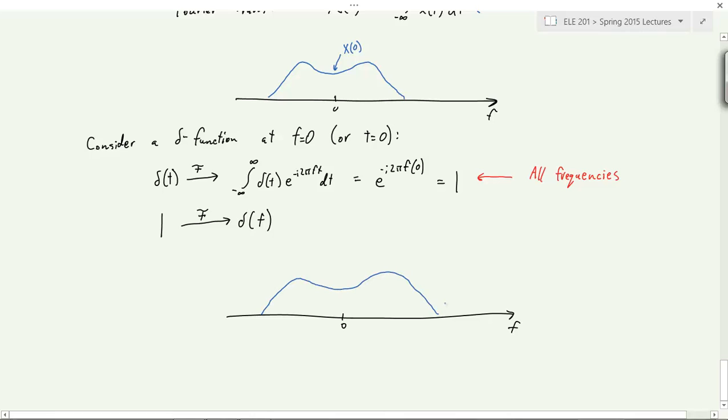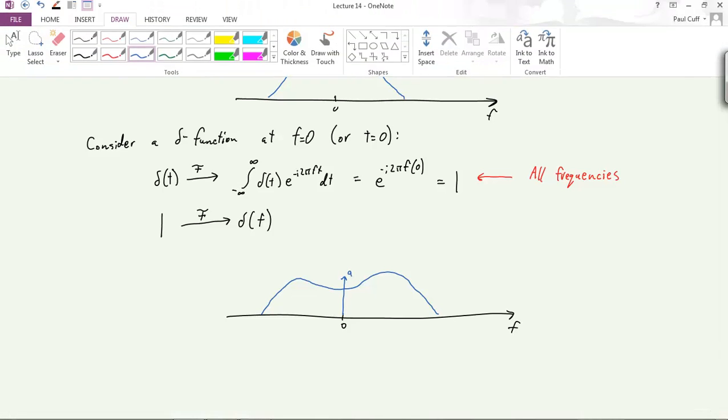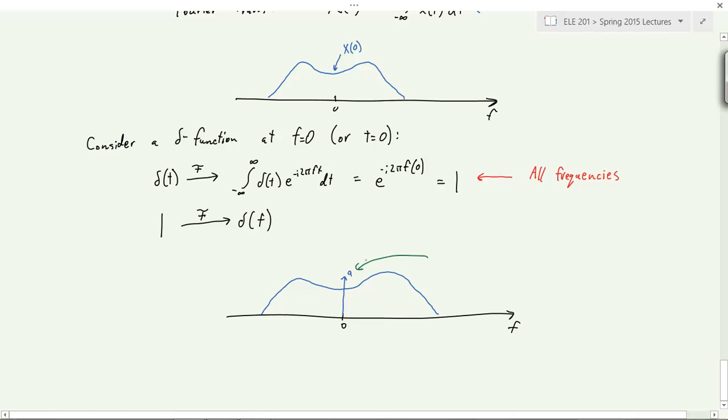But you also have a DC offset that is a delta function at time 0. Let's say it has height A. Okay, then this would be a DC offset of A. All right, it would be a delta function.